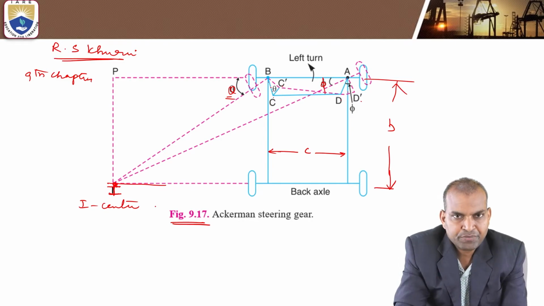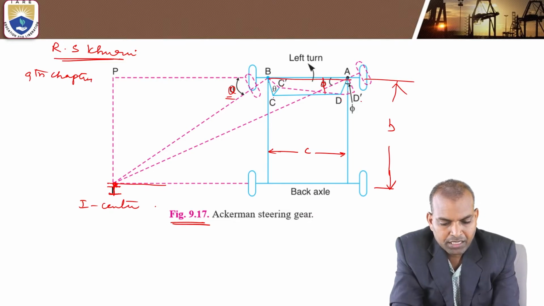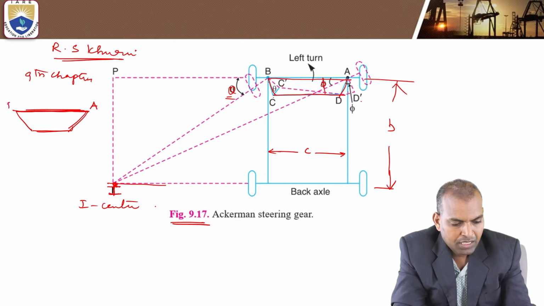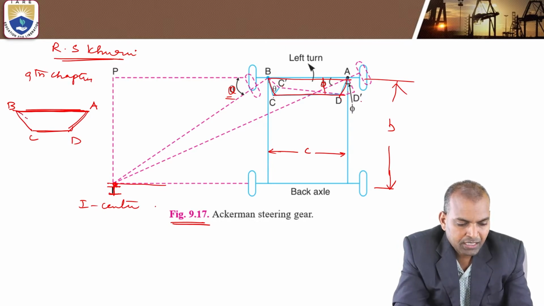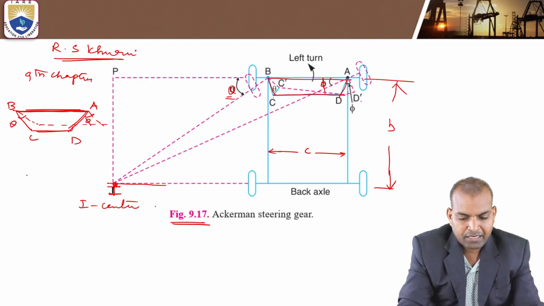So what is the mechanism here? It is a 4-bar mechanism, A, B, C, D. So the new position is that when it takes a turn, it moves proportionately. The angle made here is theta and it is phi. So that's what happened here.